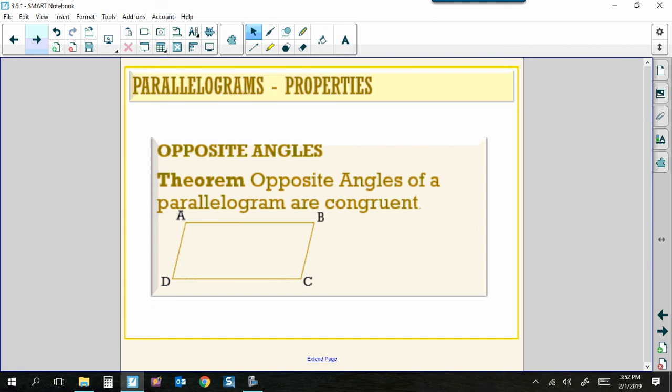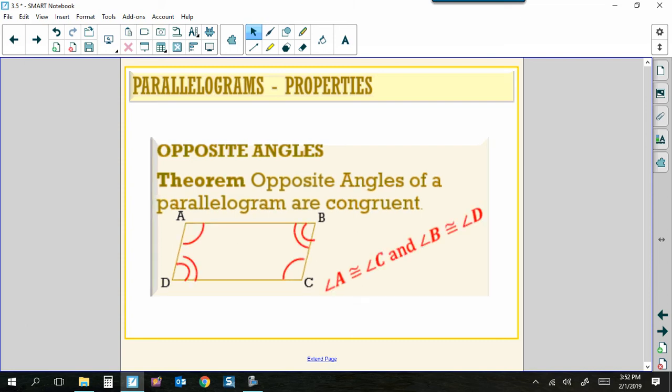Next, you have opposite angles. Opposite angles of a parallelogram are also congruent. Your opposite angles will be diagonal from each other. So in this case, angle A is congruent to angle C, and angle B is congruent to angle D.